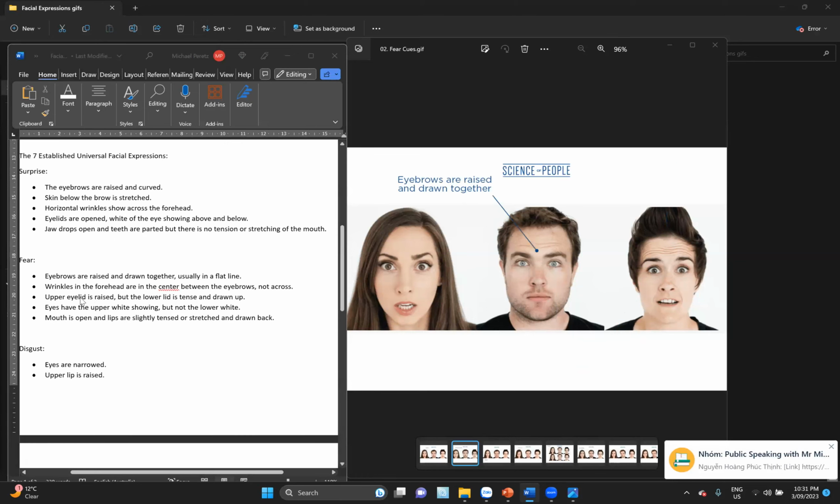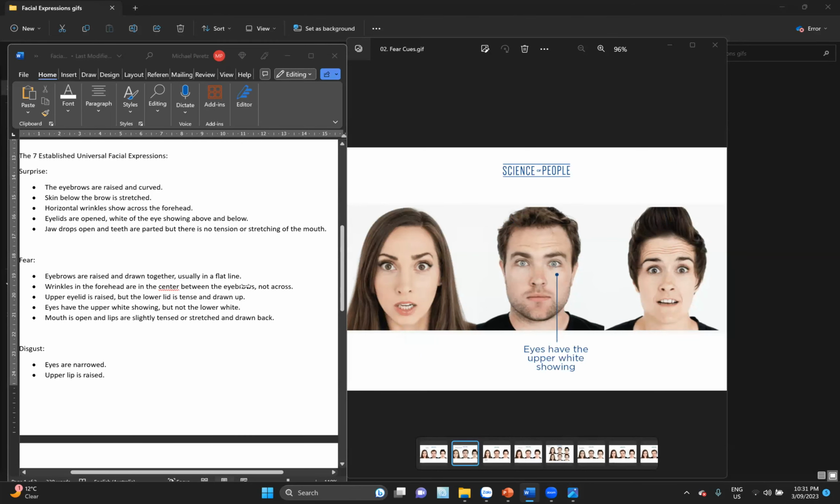So the first thing that we'll notice is that the eyebrows are drawn together, they're raised, they come slightly inwards, and they're a lot flatter than normal. So I think this girl on the left here just has naturally very curved eyebrows, but we see the guy in the middle and the girl on the end, their eyebrows are a lot flatter than they were for surprise. For surprise, they were almost like the McDonald's M, but for fear, they're a lot flatter. We'll notice that the wrinkles on the forehead are in the center. They're more between the eyebrows and not all the way across.